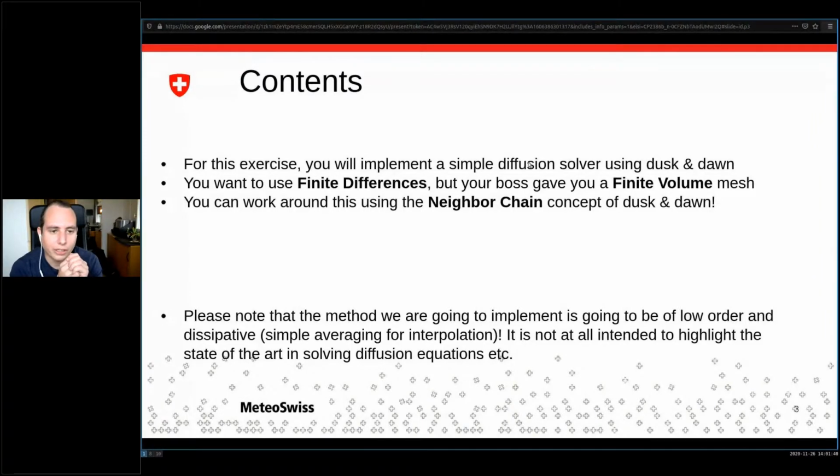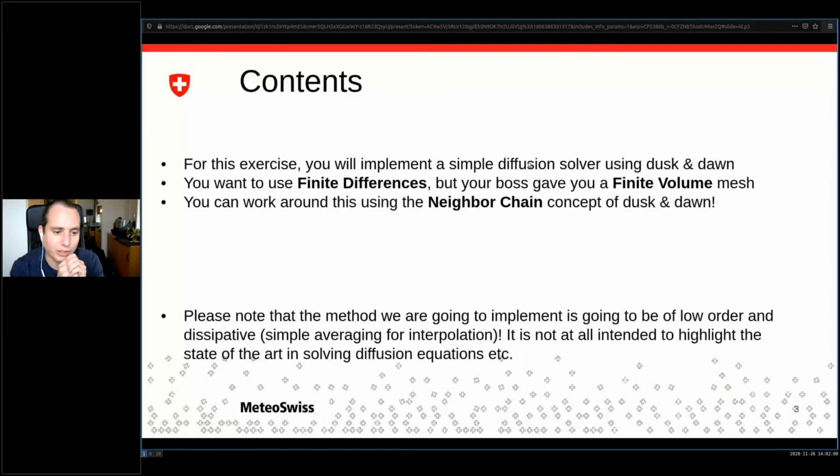But now on to the next exercise. For this exercise, we want to write a very small solver for diffusion equations. So it's not only going to be a singular operator anymore, but a combination thereof.